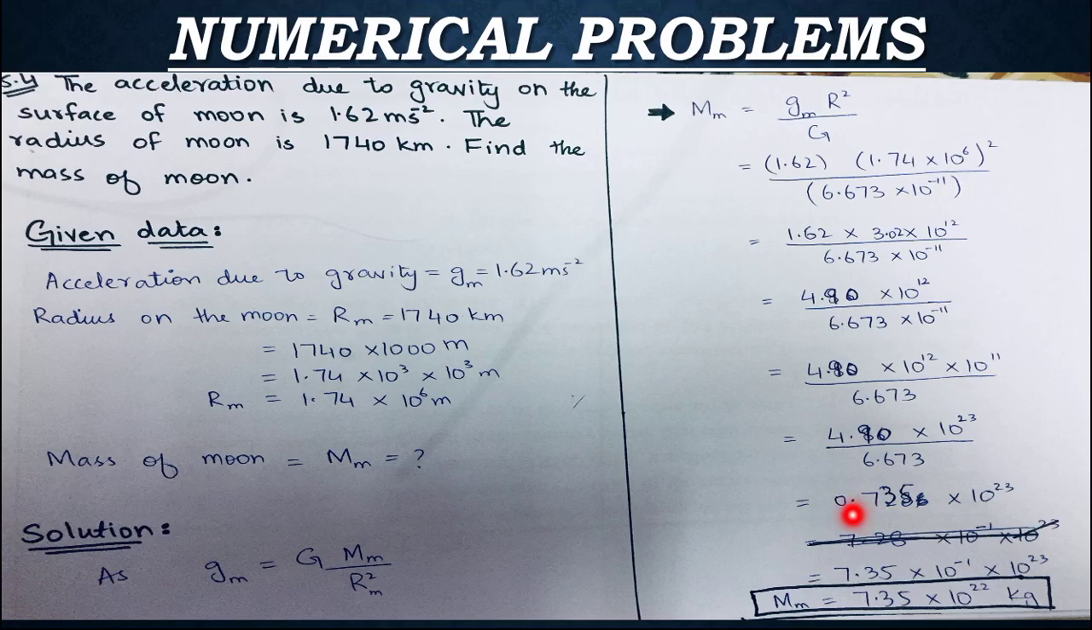So what would I do? I would simply shift the point towards the first non-zero digit. So as I am moving the point towards the right hand side, the power will be negative. I am moving the point one place towards the right hand side, so it will be 10 raised to the power minus 1. And bases are the same, so 10 raised to the power minus 1 plus 23 will be equal to 10 raised to the power 22. So the mass of the moon will be 7.35 multiplied by 10 raised to the power 22 kg.